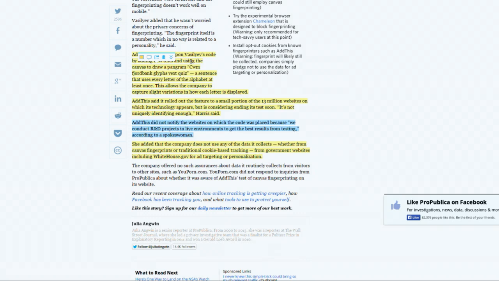They draw a series of letters, a sentence that uses every letter of the alphabet at least once. This allows the company to capture slight variations in how each letter is displayed. They said they rolled this feature into a small portion of the 13 million websites in which the technology appears. Right. So browsers could probably combat this by dynamically adding and removing fonts, or making it harder to detect what fonts are available or something.